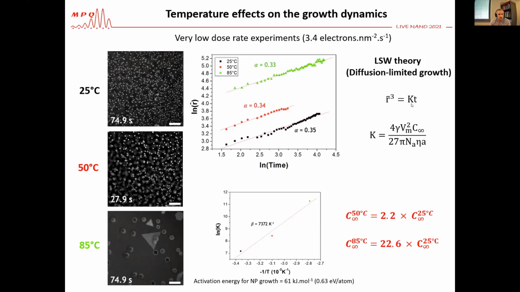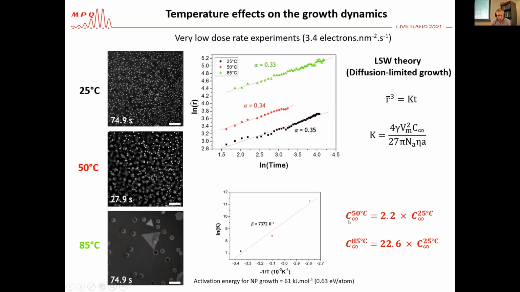So these results are perfectly in line with the diffusion limited growth model that was developed a long time ago in the LSW theory. And if you go through this theory, you realize that you can have an expression of this K factor, the growth rate factor, that depends only on the solubility of your solution and the viscosity of water, which is known in this range of temperature. So from the variation of K that we have measured in this experiment, we have been able to deduce the change in solubility as a function of the temperature.